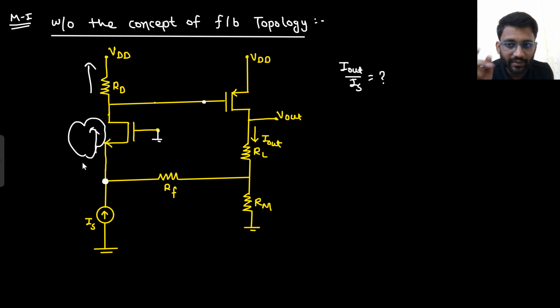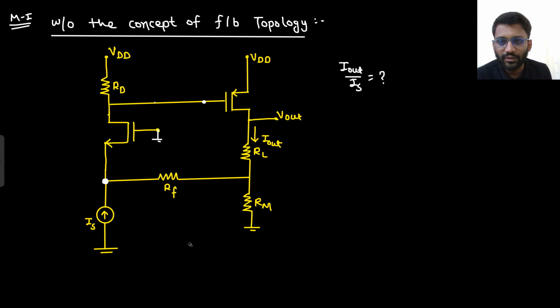In MOS amplifier, what is the current? If I know the current in this MOS amplifier, I would know this voltage. If I know this voltage, then I could write down the I out value as well. So this is my target. Now, if you see at the output, this is your output voltage, right? So output voltage has two paths now, this path and this path.